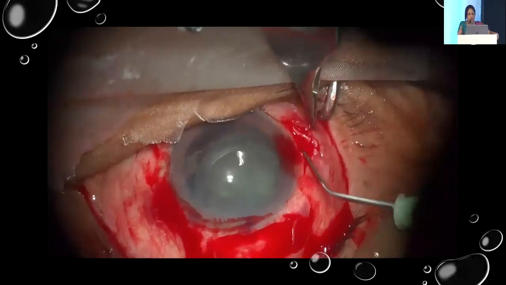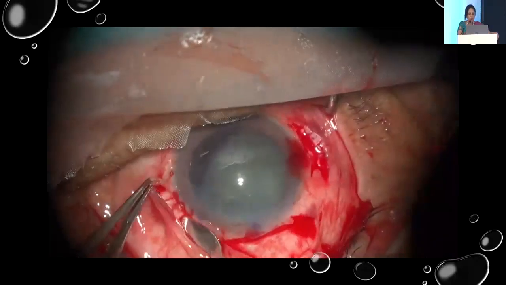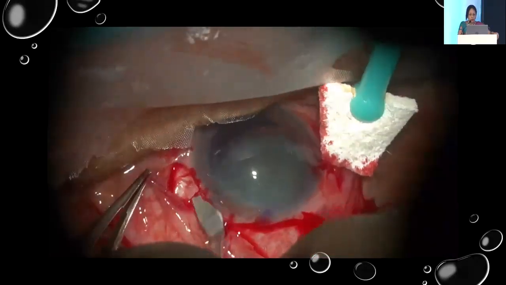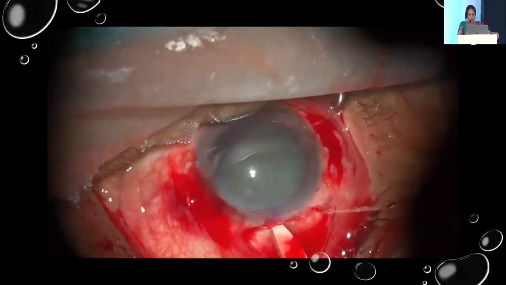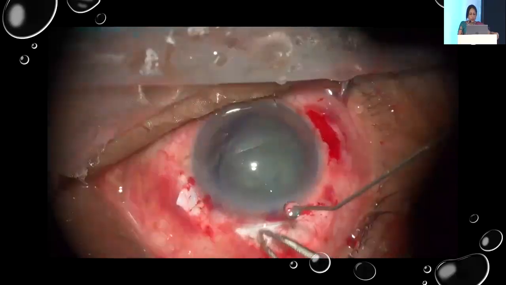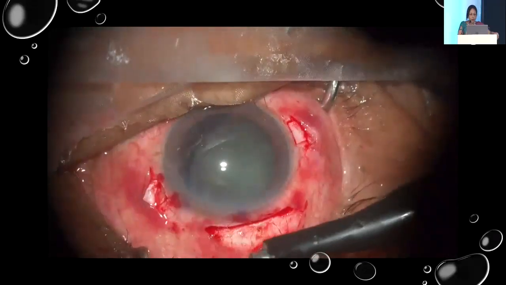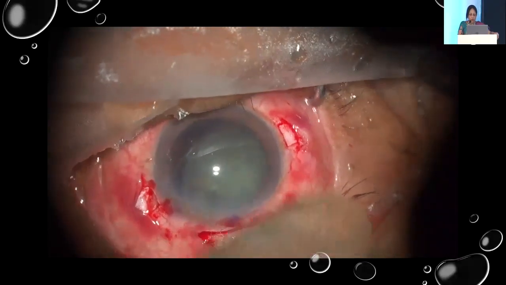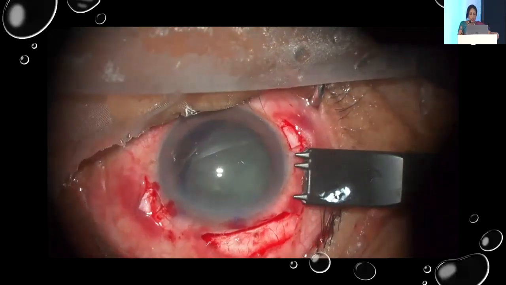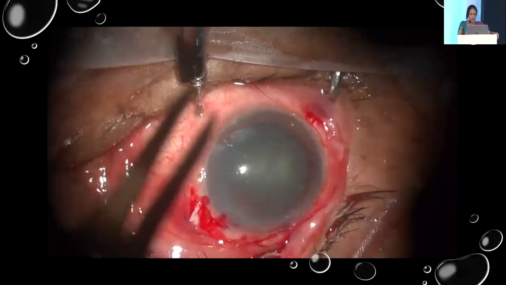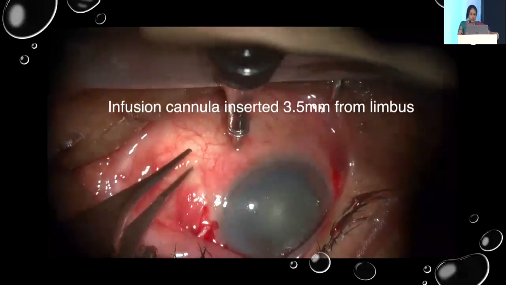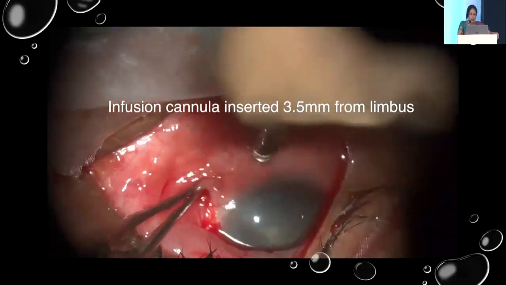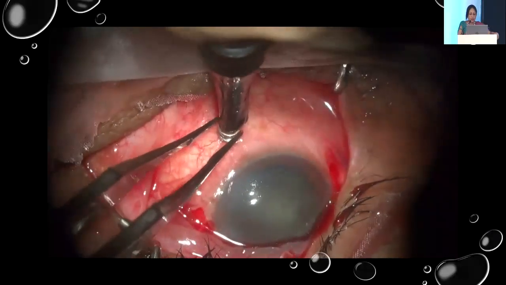Now what happens is, before you enter, you must make, I'm using an ab externo technique. So this is the tunnel being dissected. While your eye is still firm, it's not hypotonic once you enter. So you must mark and make these entries. This is an infusion cannula which is placed 3.5 millimeter from the limbus.